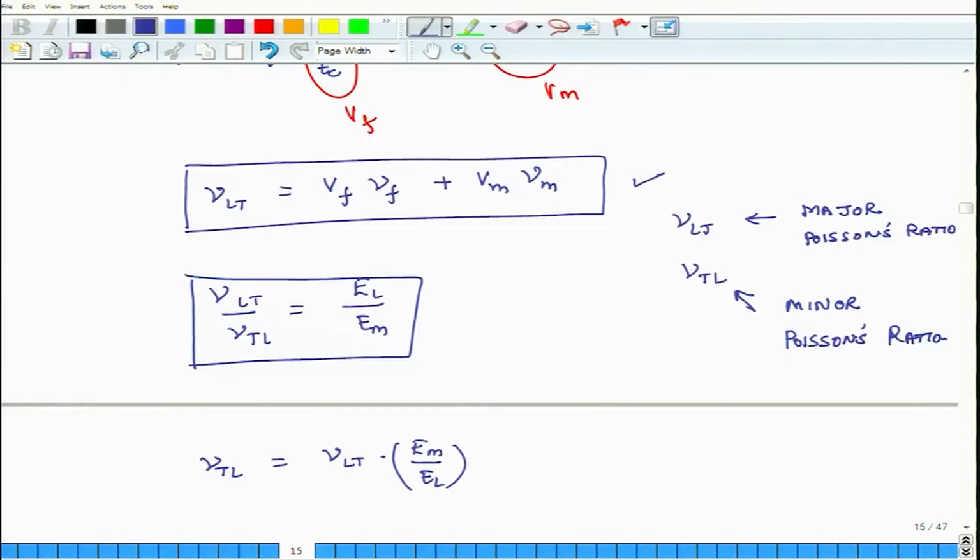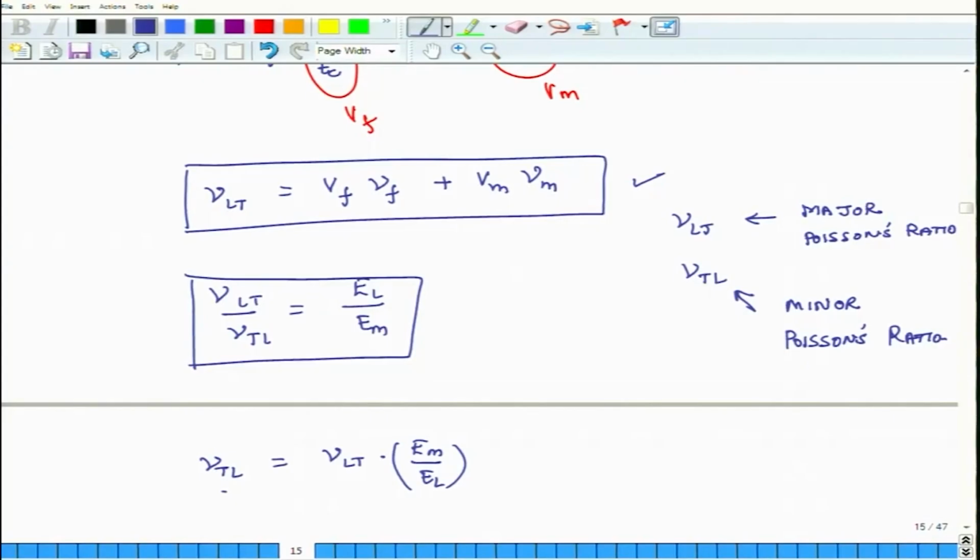Unless you have a very strong and weird case where the matrix is much stronger and fiber is weak, or matrix is stiffer than fiber, but that is not the case with 99.99% of the composite materials in reality. So, that is why nu TL is known as minor Poisson's ratio, nu LT is known as major Poisson's ratio. So, this concludes our discussion for Poisson's ratio.